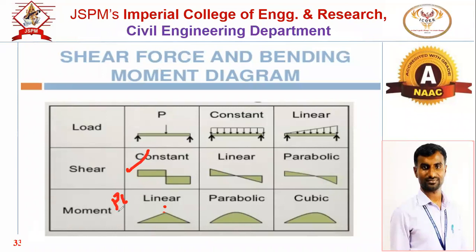PL by 4. So this is the maximum bending moment at center. Simply supported beam subjected to central point load, reactions are P by 2, P by 2, and maximum bending moment at center is given by PL by 4.